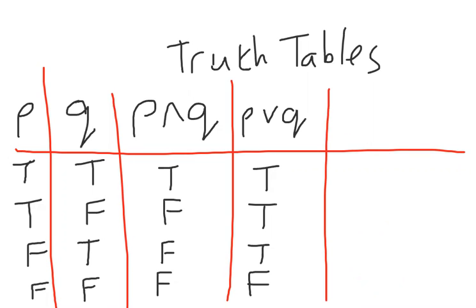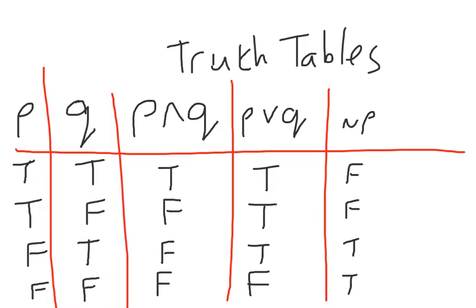So if we continue our truth table, and we now have not P, we look at our truth table. Okay, so P is true for the first column. That means it's false because it's the opposite. And the next one is true, it becomes false because it's the opposite. The next one is false, that becomes true. The last one is false, that becomes true.